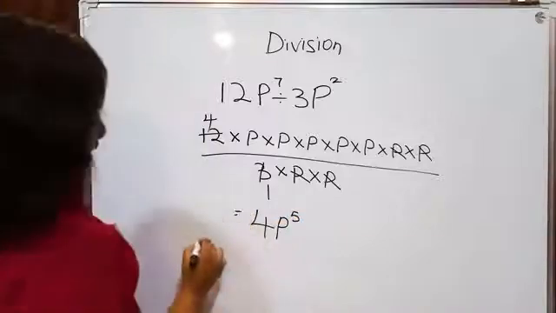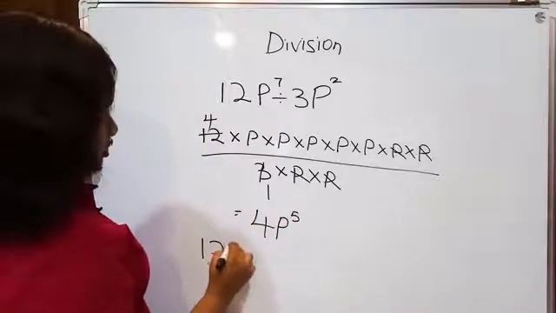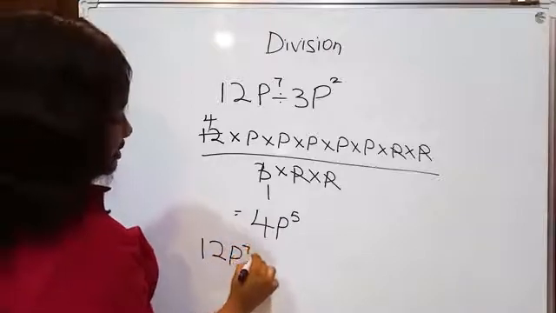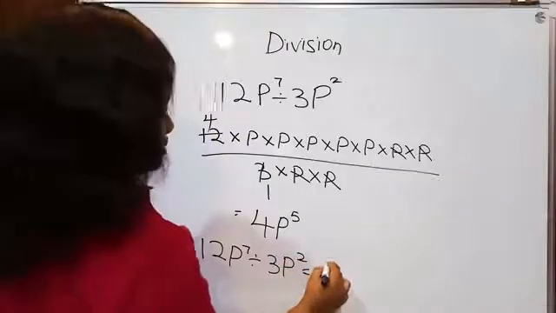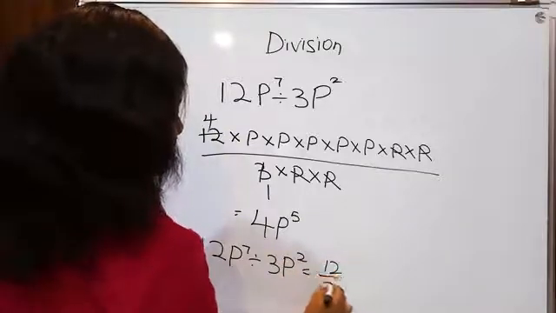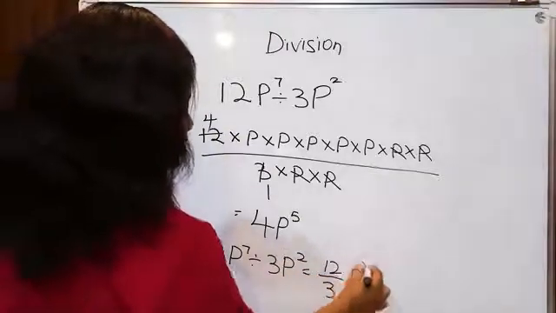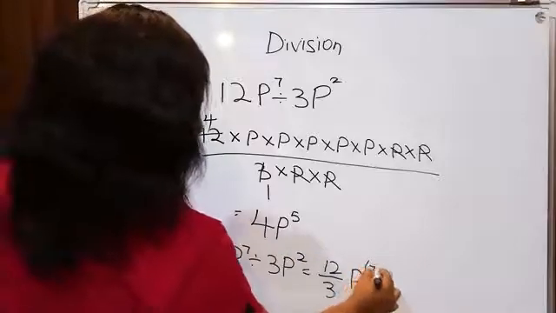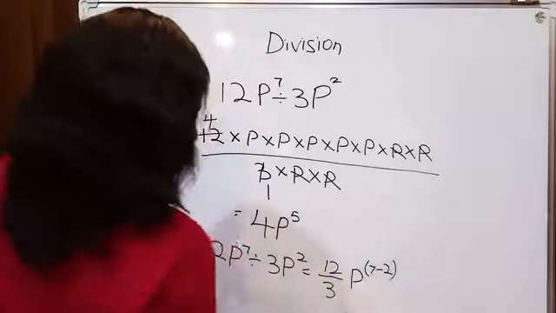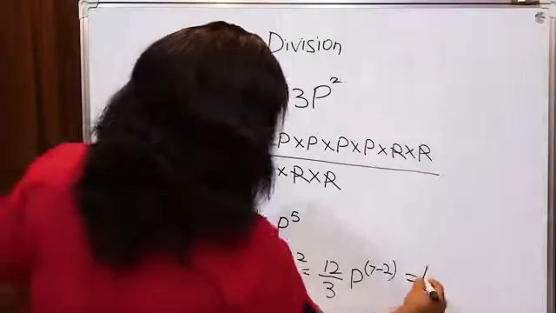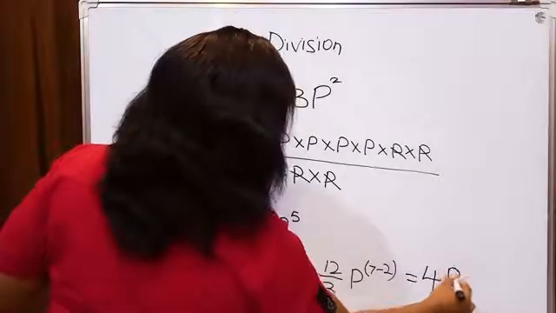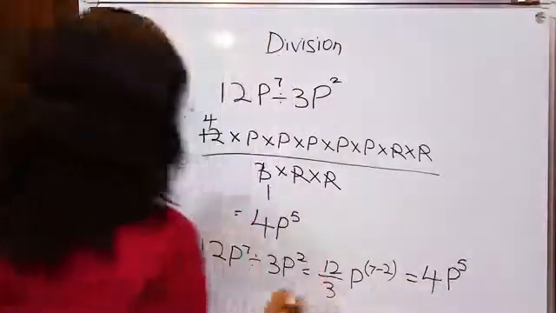And of course, our easier way of doing it: 12p to the power 7 divided by 3p squared equals 12 over 3, p to the power 7 minus 2, which gives us 4p raised to the power 5.